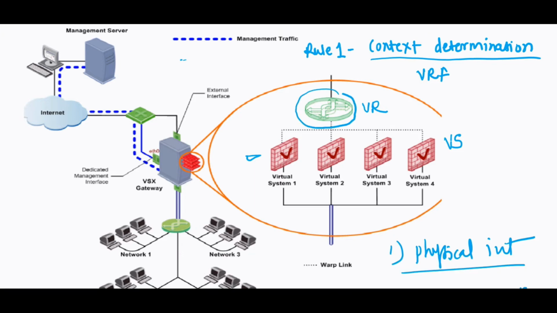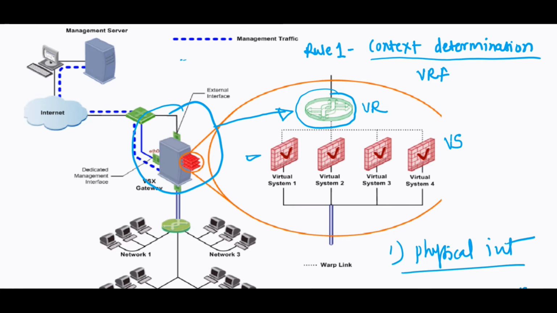So whenever the packet comes from the outside world to the VSX gateway, depending on the context determination, it will send that packet to this virtual router, and this virtual router will send that packet to the particular virtual systems, depending on the source IP, destination IP, source port, destination port, and protocols, whatever you have configured. Based on that it will send to the respective virtual systems.